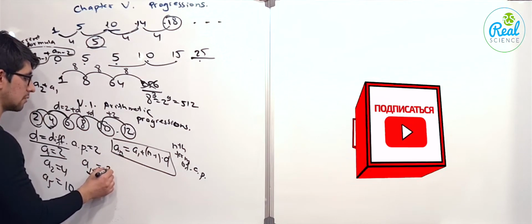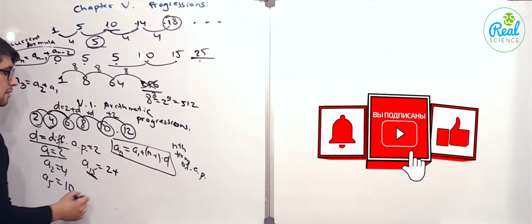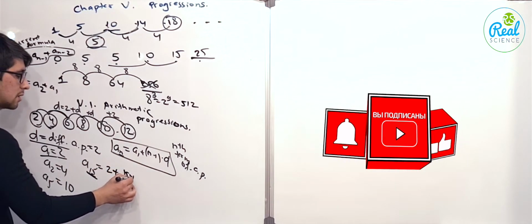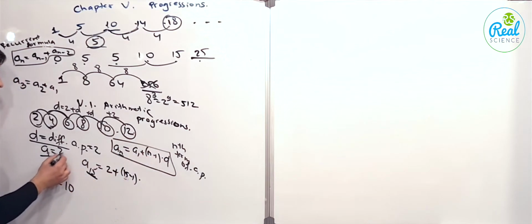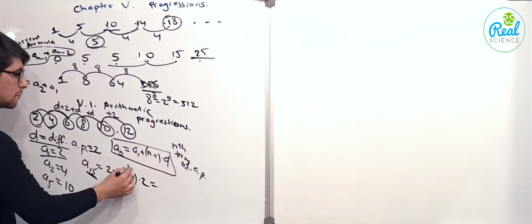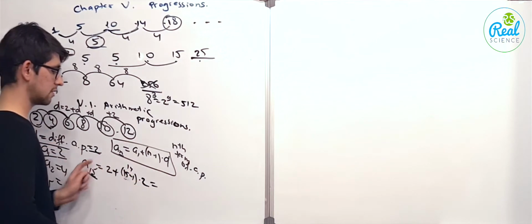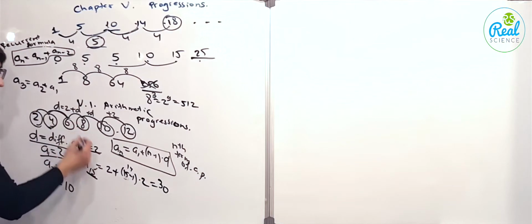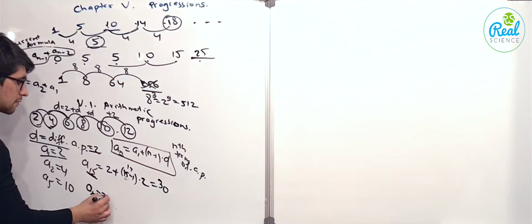So A15 is A1, it means 2, plus, and your n index here is 15. 15 minus 1 multiplied by the difference. Your difference is the same as your first term, right? 2. Here you have 14. 14 multiplied by 2, so in total 30, right? 30. Actually, you can say that an equals twice n.